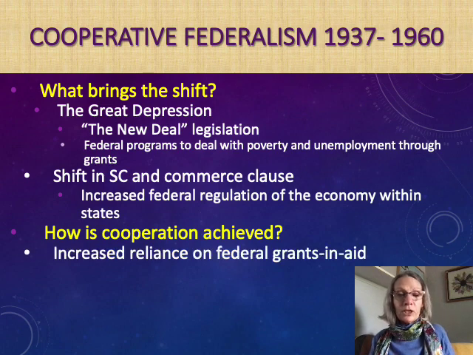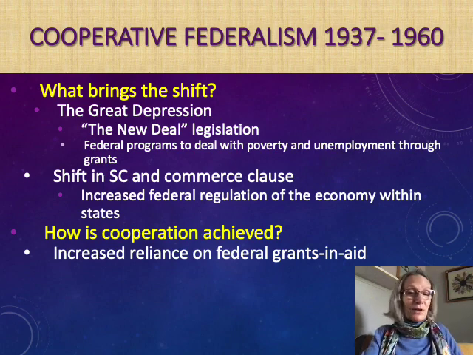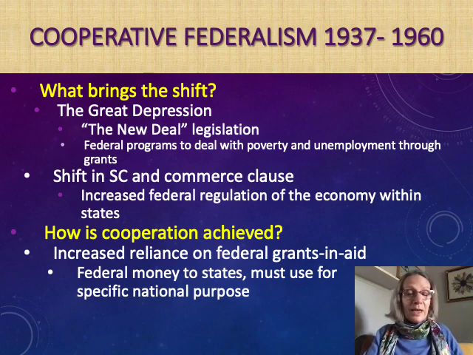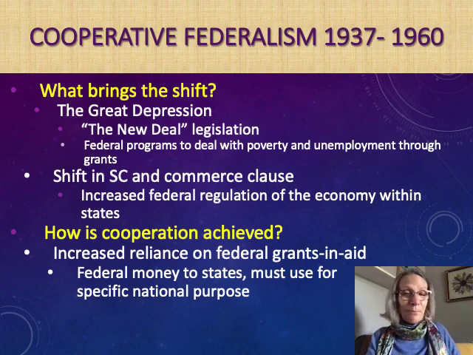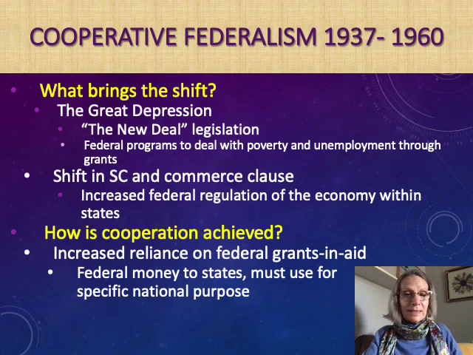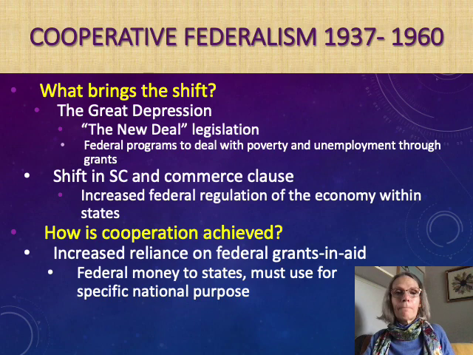The cooperation is achieved through grants. And you'll read more about these in your textbook. Grants and aid are federal money that's given to the states to use for specific national purposes, okay? Here's a bundle of money, use it to decrease unemployment in your state, create jobs, just for an example. And so cooperation took place: federal money given to states, and states had to figure out how to use that federal money to achieve these national goals.